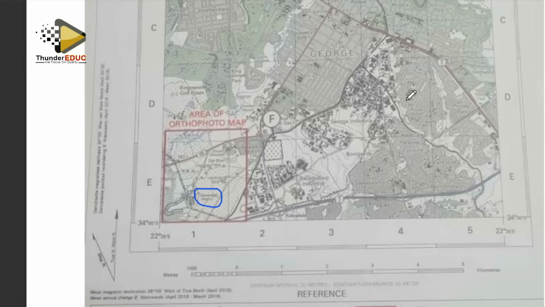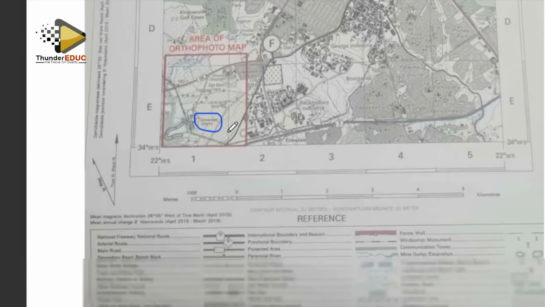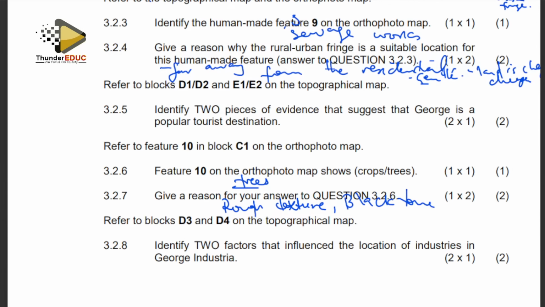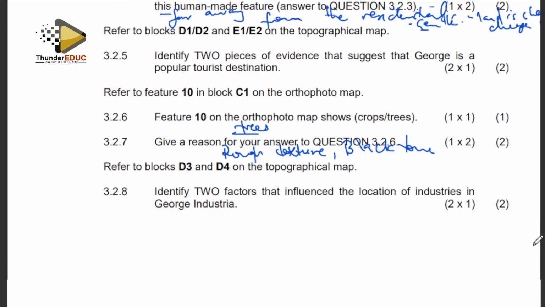That means if these industries want to extend to other areas, they can easily extend because the land is available. But remember, this is based on the evidence that you have on the map. All right, so you can write these answers here, like gentle land or flat land. You can say flat land for industrial development.